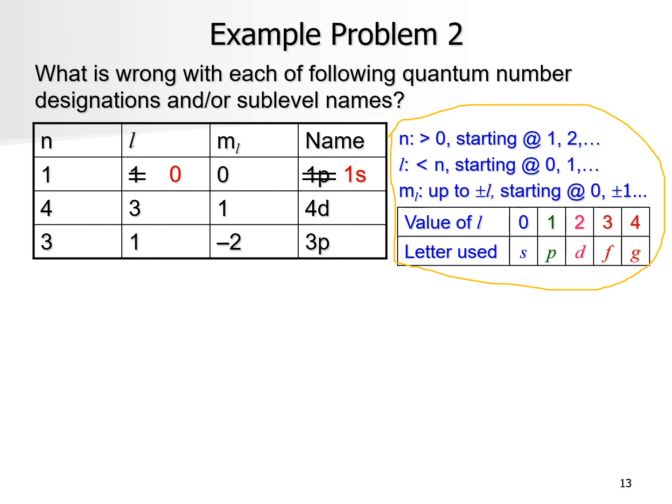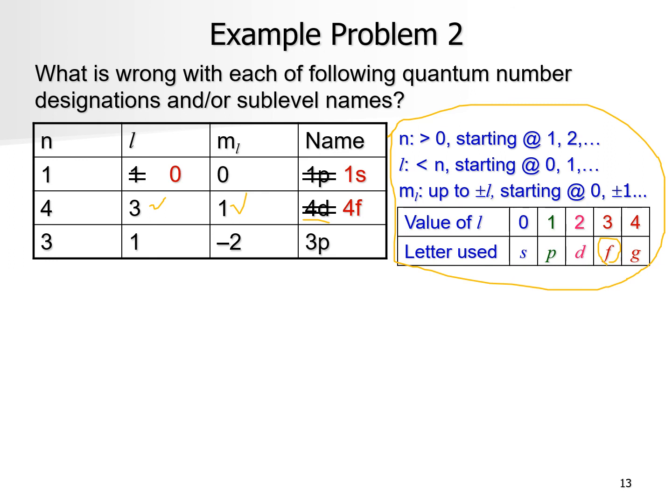What is wrong with the second row? If n equals 4, l could be any positive value, including 0, that's less than 4. So 3 is less than 4, l is good. What about the m sub l? As long as it's a value within the range of -3 to +3, it's good. So this value is good. That means something is wrong with the 4d. If you check out the table right here, for l equals 3, we realize it's f. So the name is wrong. We should have called it 4f.